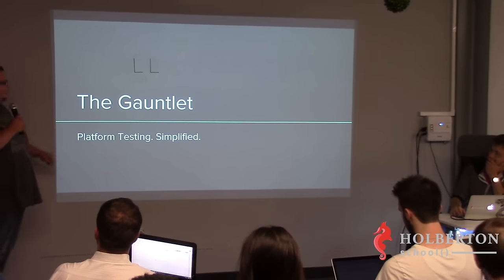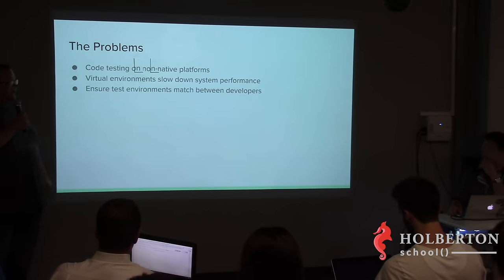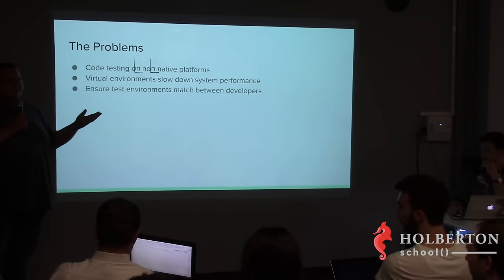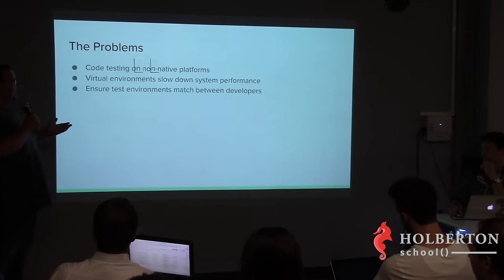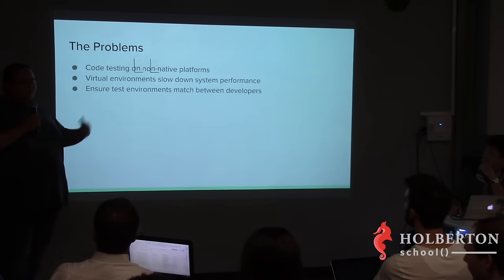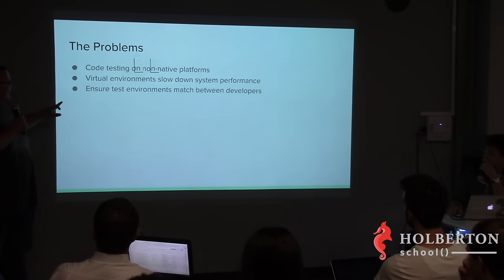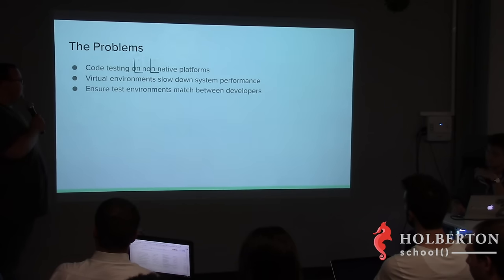If you go to the next slide, the problems you run into are code testing on non-native platforms. You compile the code and get a bunch of errors, and you spend the next 15 minutes figuring out that you compiled it on Mac and not on Vagrant. With virtual environments, you have to load Vagrant and it slows down your system performance. The other problem is that test environments don't match between developers. If you have multiple developers working on the same project, they could be working in different environments with different things loaded.